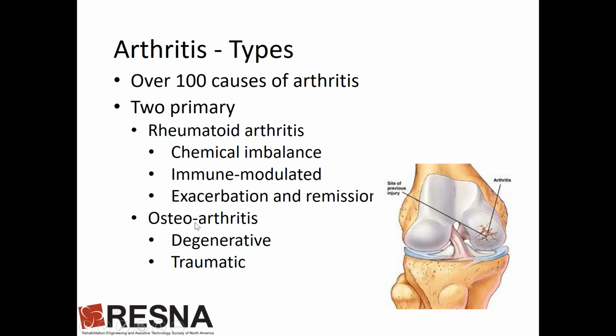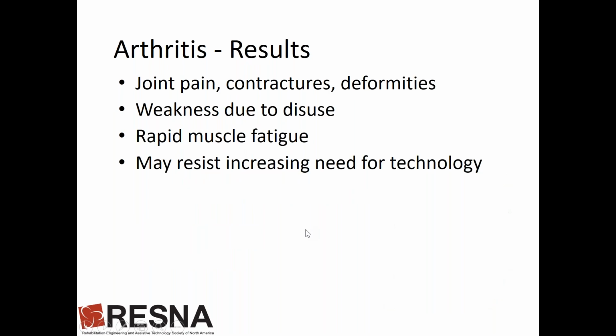You see a lot of people with osteoarthritis that have a lot of comorbidities, and this may be one of many disorders. You also see that someone with really bad osteoarthritis that maybe has a fall ends up coming into other complications. So because arthritis has a lot of joint pain, contractures, deformities, you end up having a lot of weakness because of the disuse. So the person hurts, they don't move, they get weak, and then you have a lot of muscle fatigue. And so arthritis really benefits a lot from assistive technology.